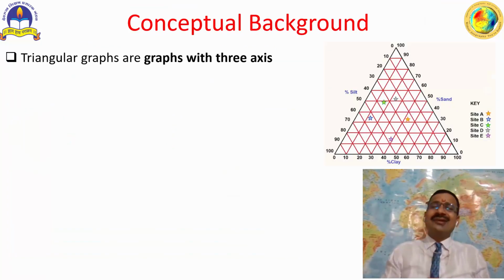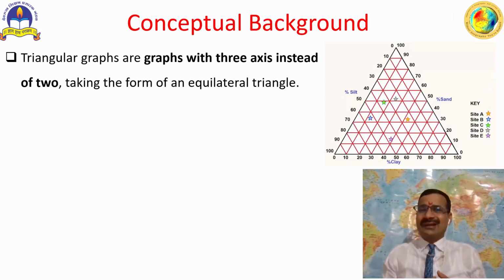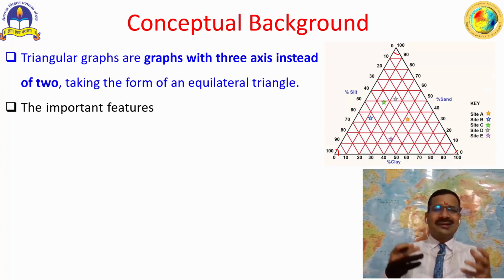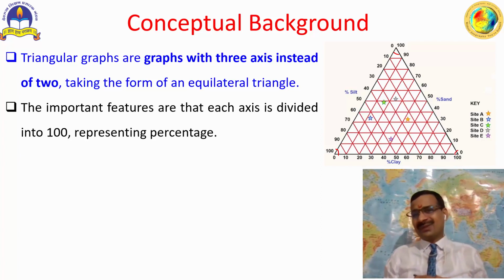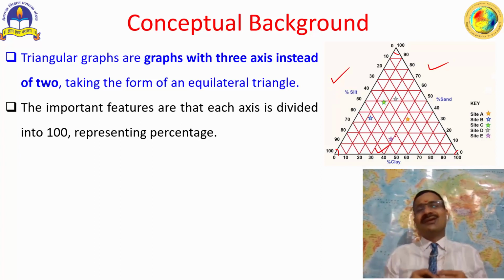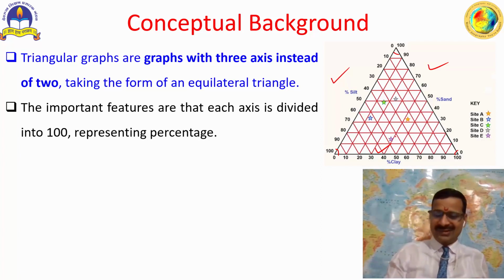Triangular graphs are graphs with three axes instead of two, taking the form of an equilateral triangle. You can see here this graph has been drawn on an equilateral triangle, that is, at an angle of 60 degrees only. The important feature is that each axis is divided into 100, representing the percentage. The data that we are going to depict through this graph should be converted into percentage. We can't show the realistic data or absolute data, the actual data of that component.